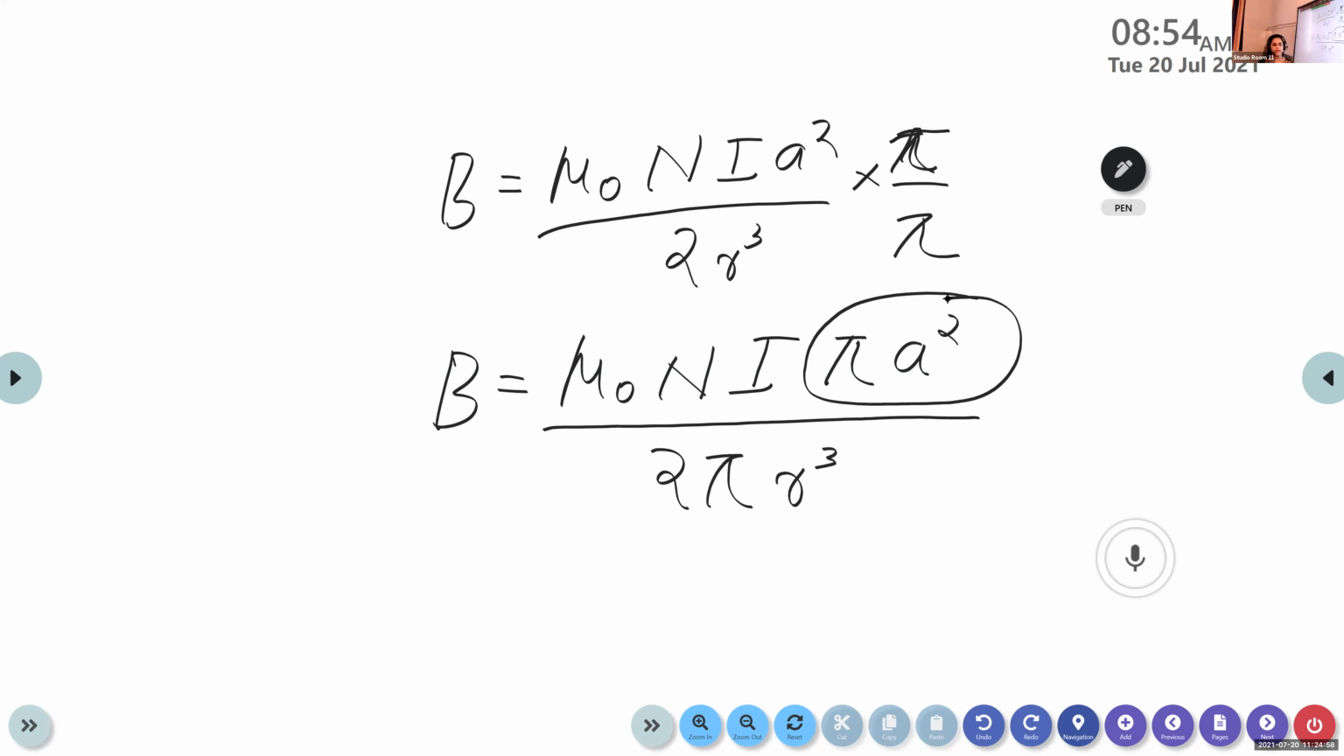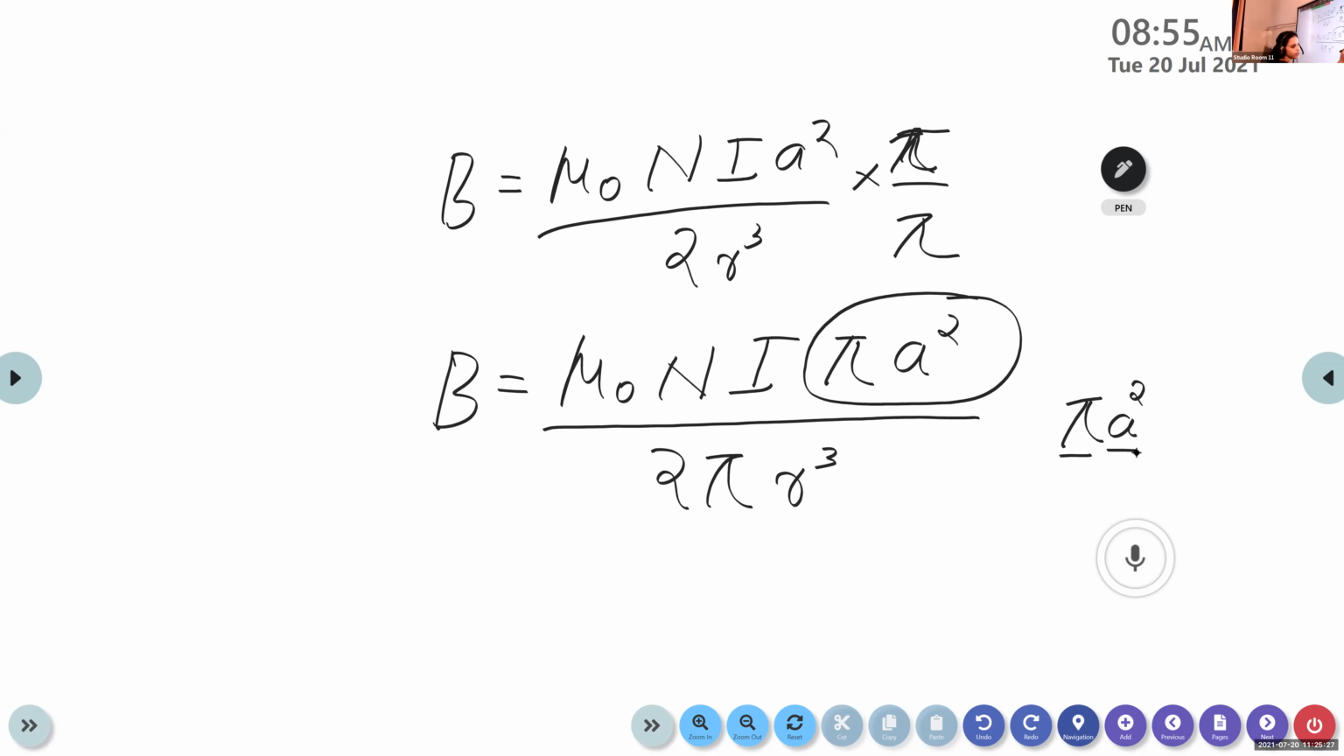Pi into a square. What is a? Radius. Very good. So pi into radius square, that means pi r square. Here instead of r we have a. So what does pi a square represent? Area of the circular segment, area of the solenoid. Very good, area of that conductor.